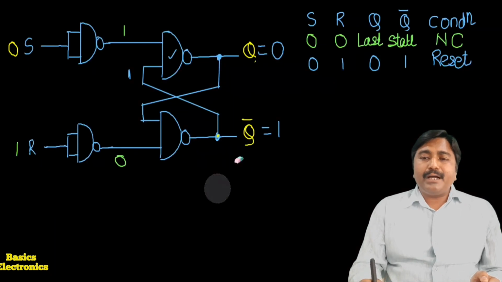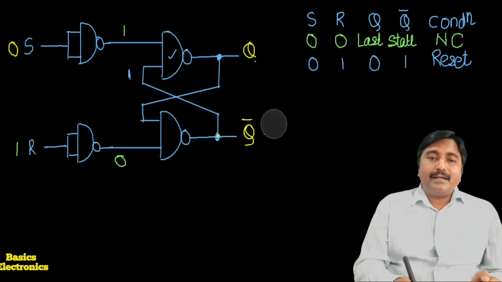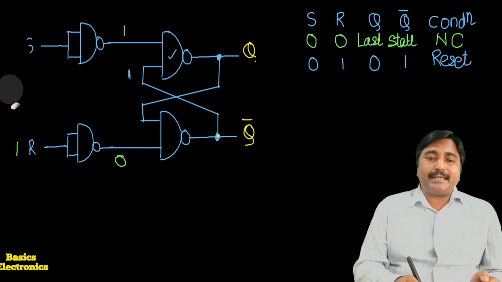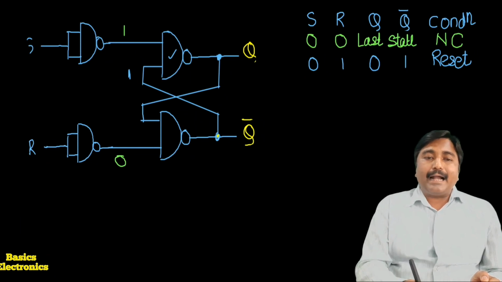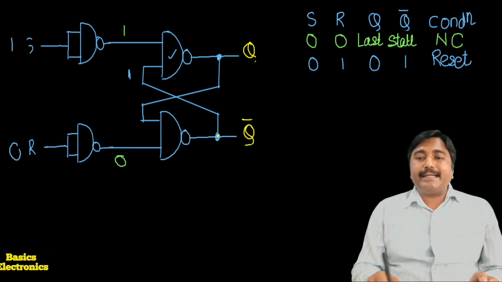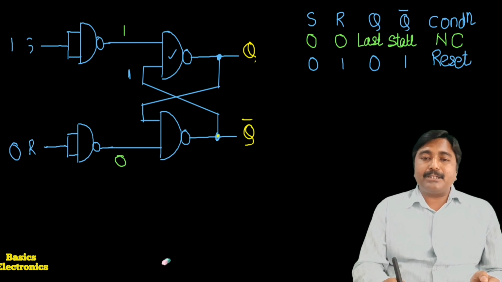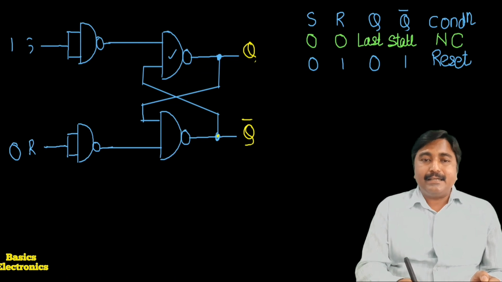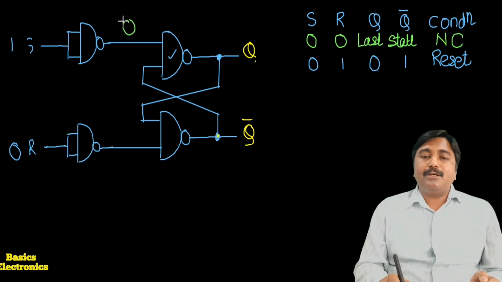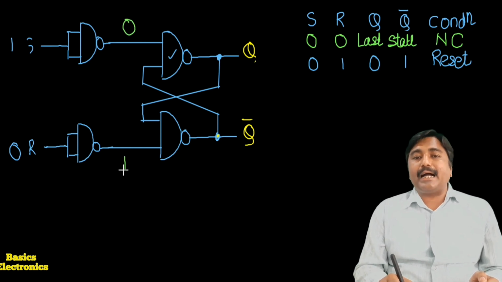When we apply the inputs S equals 1 and R equals 0, at that time there must be a set condition. Let us see how we get the set condition. Here S equals 1. It means the upper inverter produces a low output, whereas the lower inverter produces a high output.